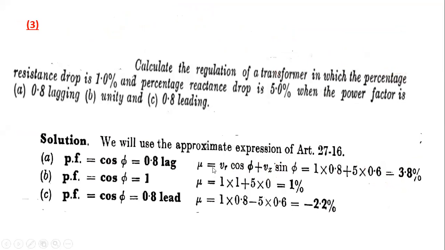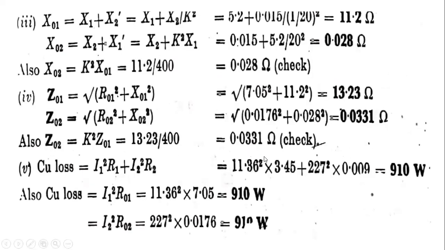This is the voltage regulation formula. V is equal to VR cos phi plus VX sin phi. For lagging power factor, we consider it positive; for leading power factor, it is minus. This gives the voltage regulation for various power factors: what is the voltage regulation at 0.8 lagging, at unity power factor, and at 0.8 leading? This is the problem related to determining the voltage regulation of a transformer. Understand?